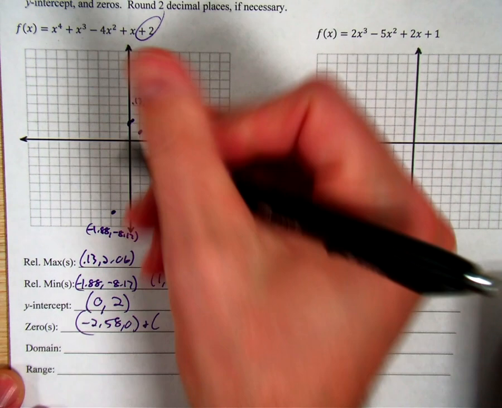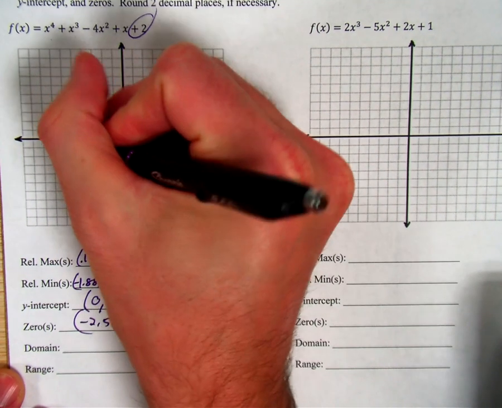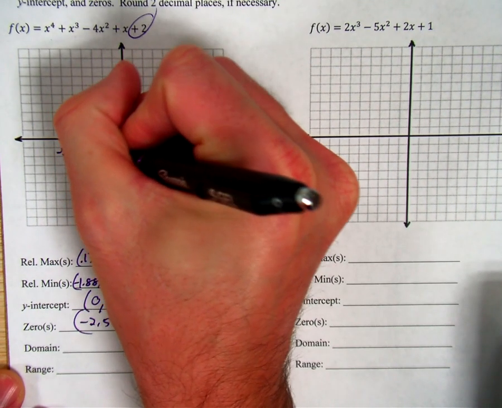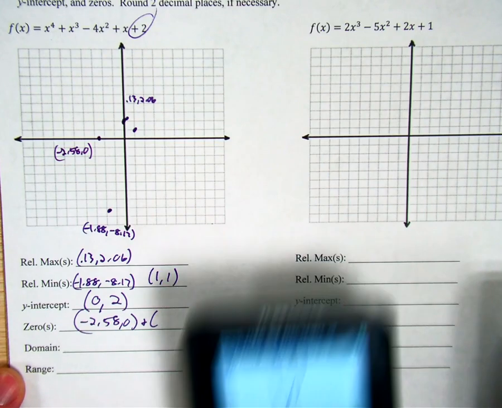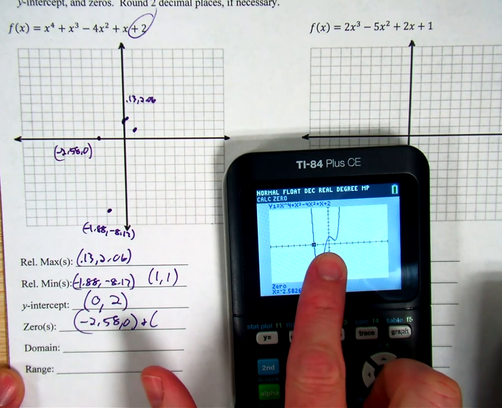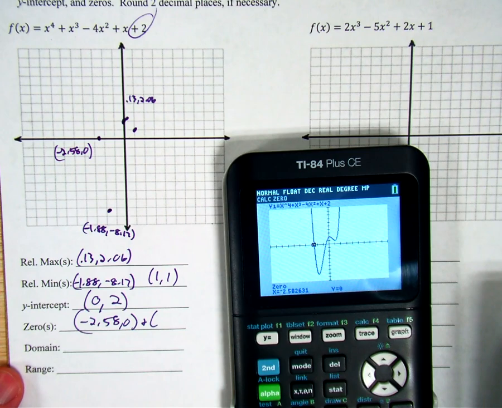Negative 2.58, comma 0. Alright. Go ahead and push pause and try to get that other one on your own. Let's see if you're able to do that other one on your own.